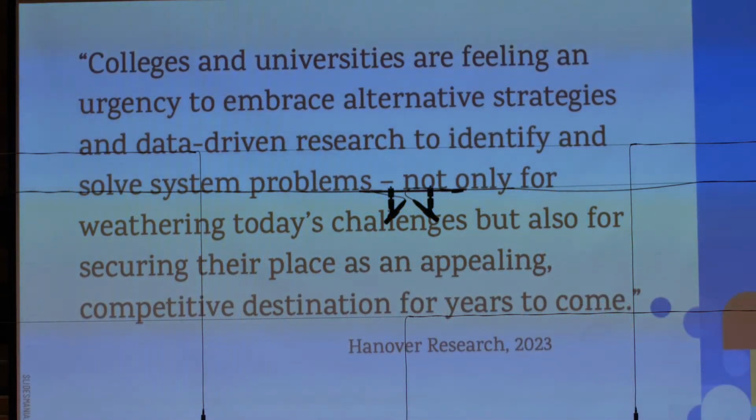In 2023, a publication by Hanover Research sought to describe trends in higher ed. In response to discussing student retention and recruitment, the report describes, quote, "colleges and universities are feeling an urgency to embrace alternative strategies and data-driven research to identify and solve system problems, not only for weathering today's challenges, but also for securing their place as an appealing, competitive destination for years to come." So that begs the question, are we teaching the concepts that our students are interested in, that they value? Does the curriculum match the current job application expectations?